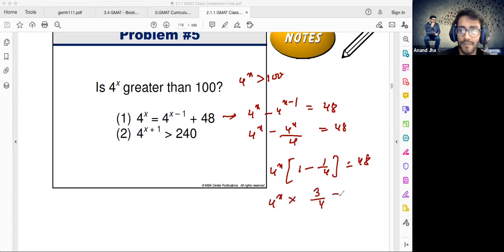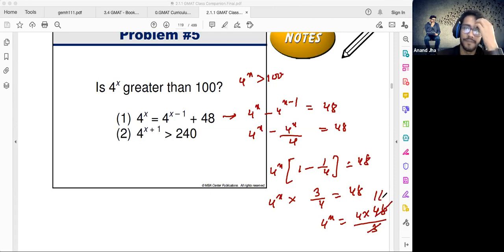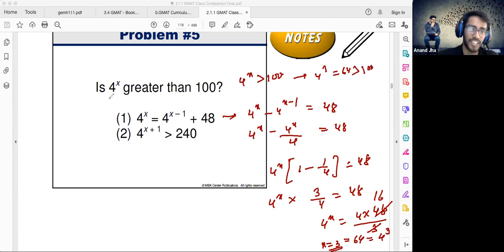3 by 4 into 48. 4 to the power x equals 4 into 48 by 3. 16 fours are 64. Which power of 4 will give you 64? 4 fours are 16, 4 power 3. So x is 3. Check x = 3: 4 power 3 is 64, which is not greater than 100. Wrong. So this alone is not sufficient.